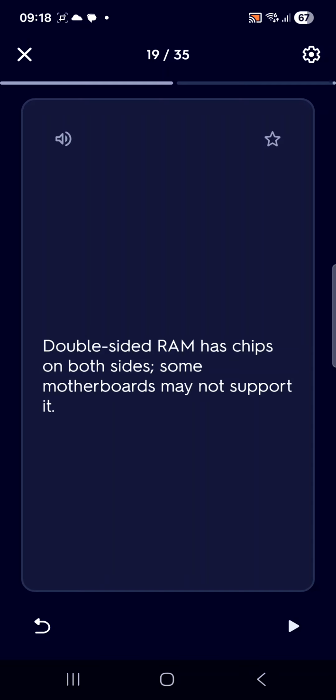What is the difference between single-sided and double-sided RAM? Double-sided RAM has chips on both sides. Some motherboards may not support it.